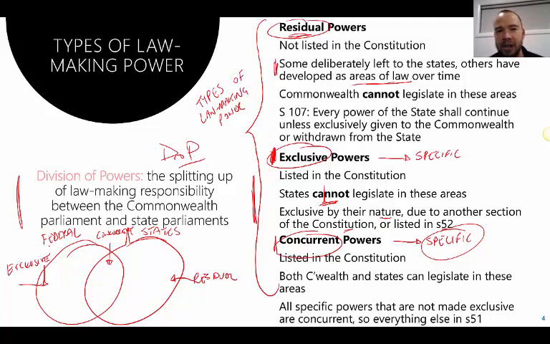Okay? So literally the states have residual powers, they have leftover powers, the powers that were left out of the Constitution. Concurrent means two things at the same time, therefore states and Commonwealth at the same time, so both can legislate there. And then exclusive powers are the Commonwealth's only, so left to the Commonwealth.